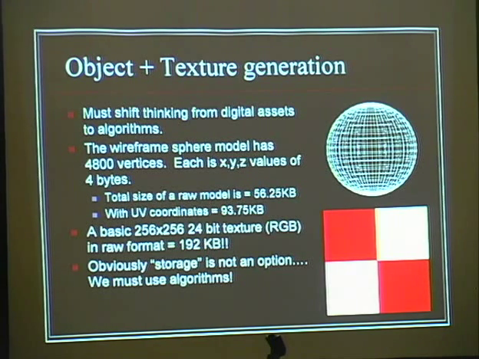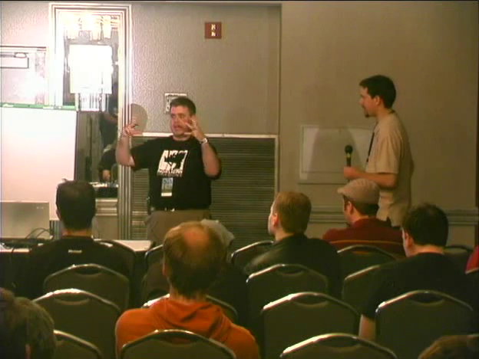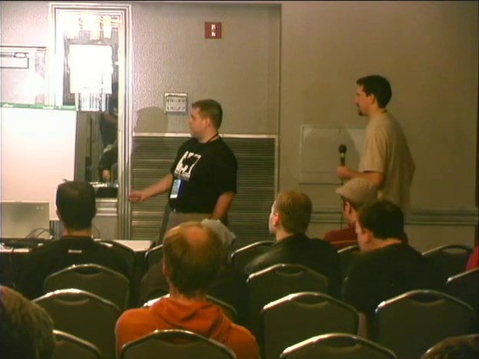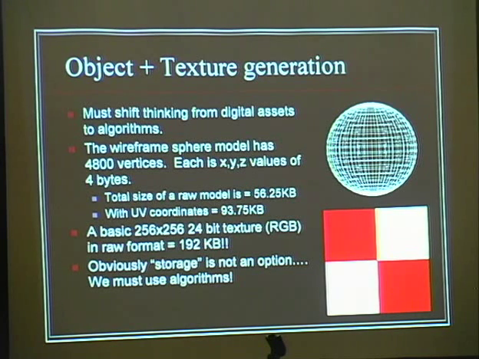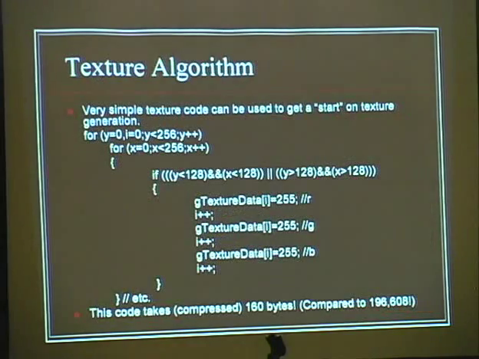So obviously you can't store the raw model. And if you're talking about using UV texturing, which is just a fancy way of saying having coordinates for putting a texture around the sphere, that balloons again up to 93 kilobytes roughly. So again, not possible. This texture here, which is a very basic texture, is 256 by 256. It's 24 bits, basically red, green, and blue, so 3 bytes, and its raw format is 192 bytes. So obviously storage is not an option, and we need to use algorithms.